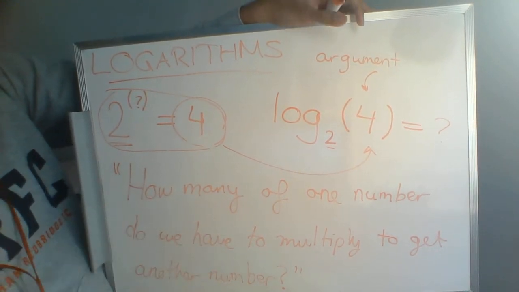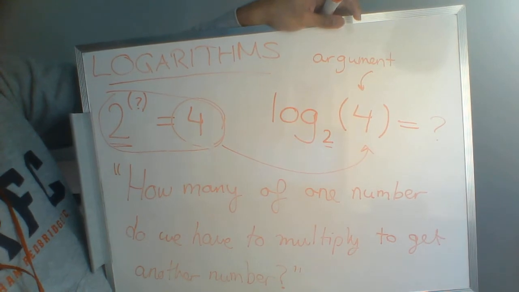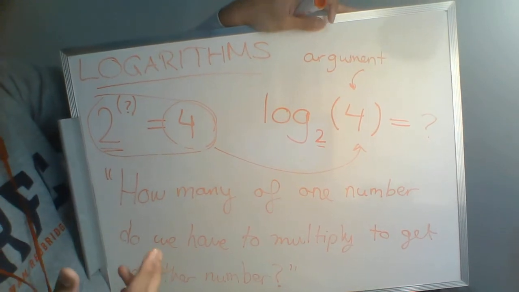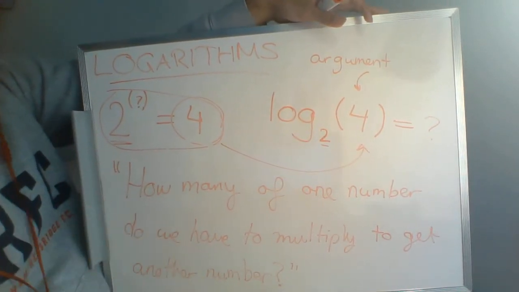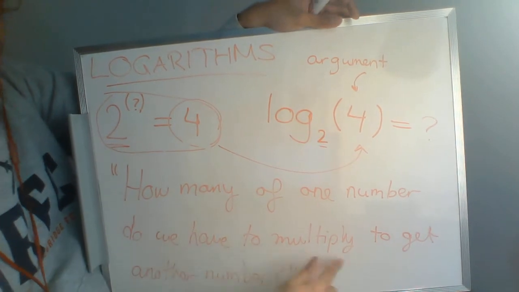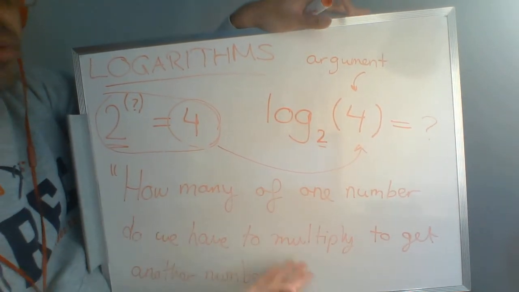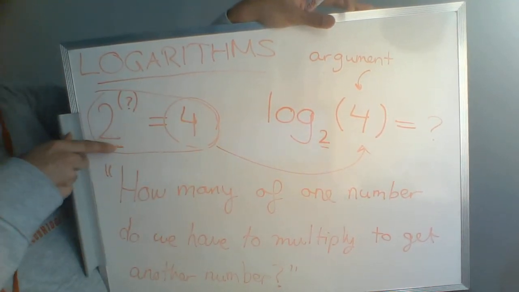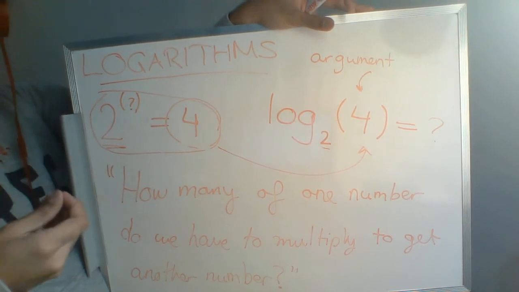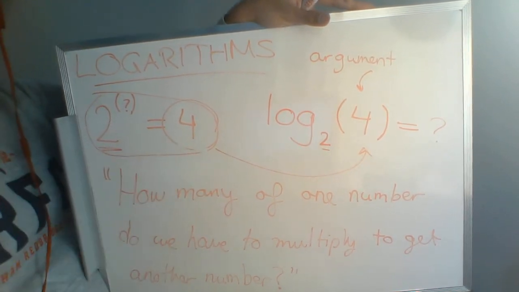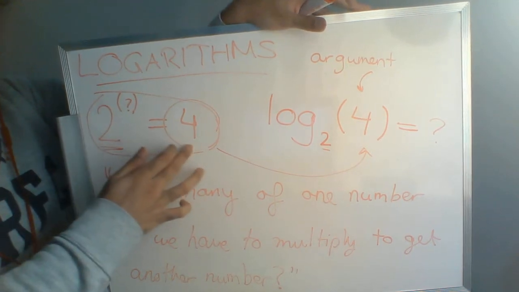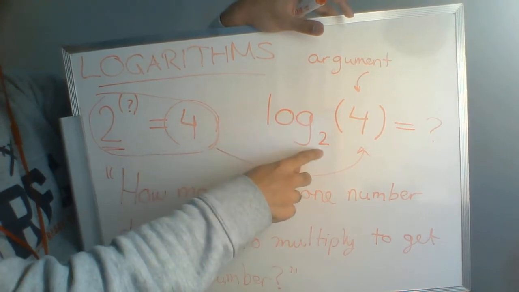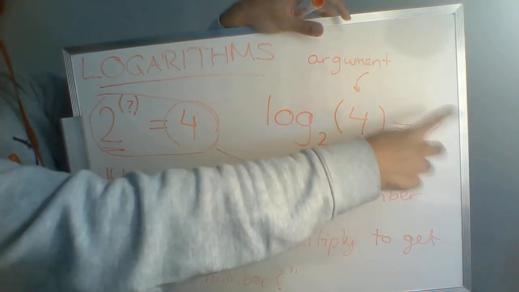If you look at this question here, if you just read the question, it's using the lingo of exponentiation. It's asking you to find an exponent. Basically, how many of one number do we have to multiply by itself? So that's exponentiation. If you write it in this form, that's basically what it's asking. 2 multiplied by itself, how many times is going to give us 4? That's what we're asking, and we've just rewritten it in this different form. So this is log base 2 of 4 is equal to what?